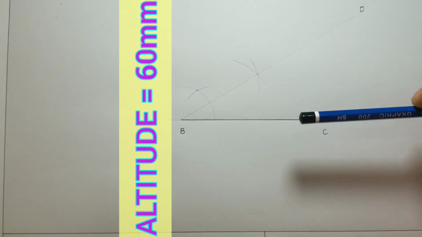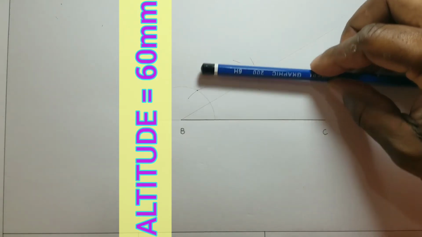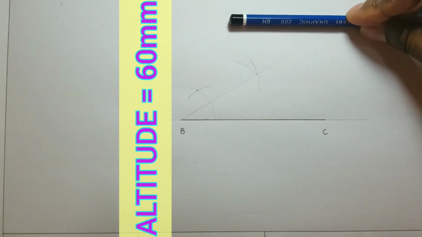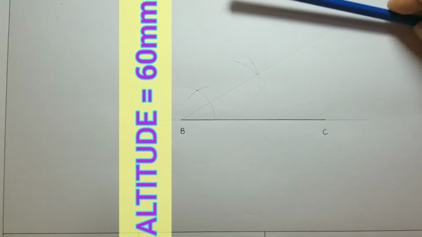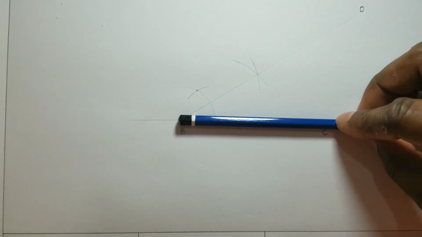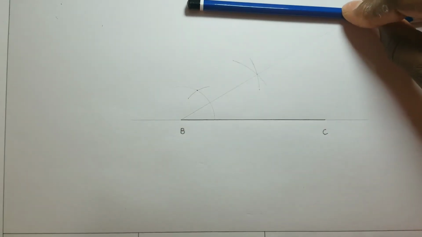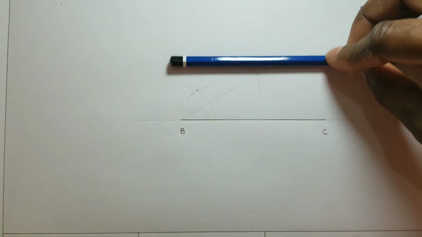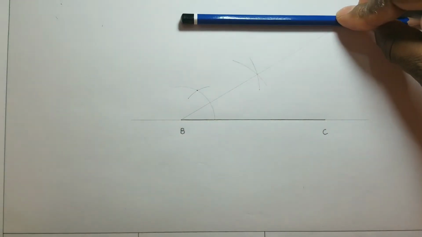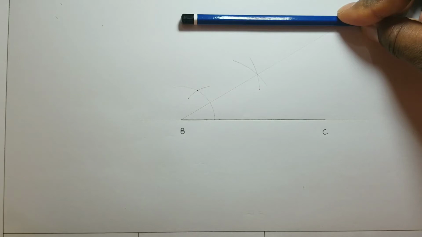Now we are given an altitude of 60 millimeters. The altitude of the triangle is the measurement from the base, which is BC, to the top of the triangle. Basically, how high the triangle is going to be. The altitude given is 60 millimeters.